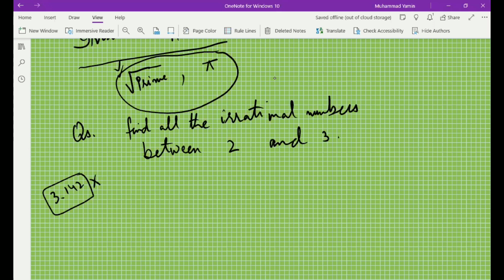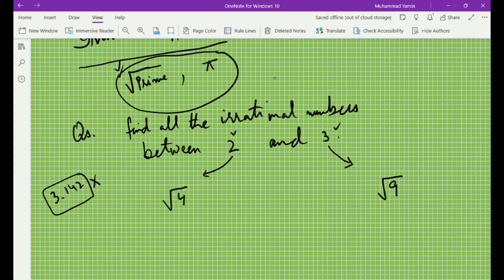Okay, now let's come to the question of how to solve this. Again, we have the boundary values given, and we have to see how many irrational numbers lie in between. The method is that we convert these two boundary numbers into the rooted form. 2 can be written as square root of 4, because we know square root of 4 is 2. The same way, 3 can be taken as square root of 9.